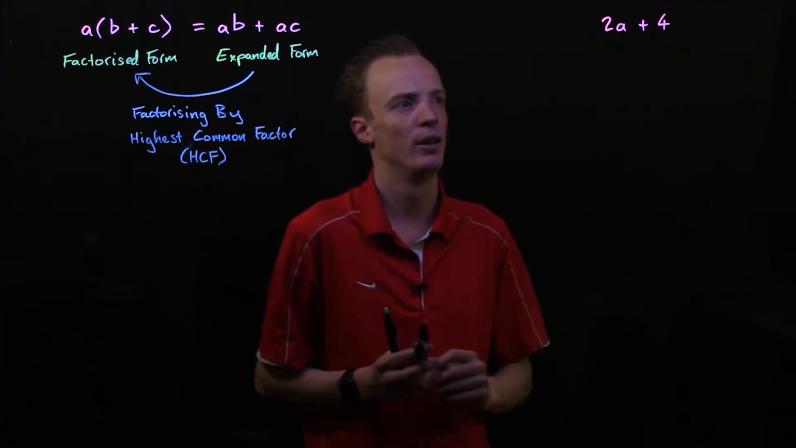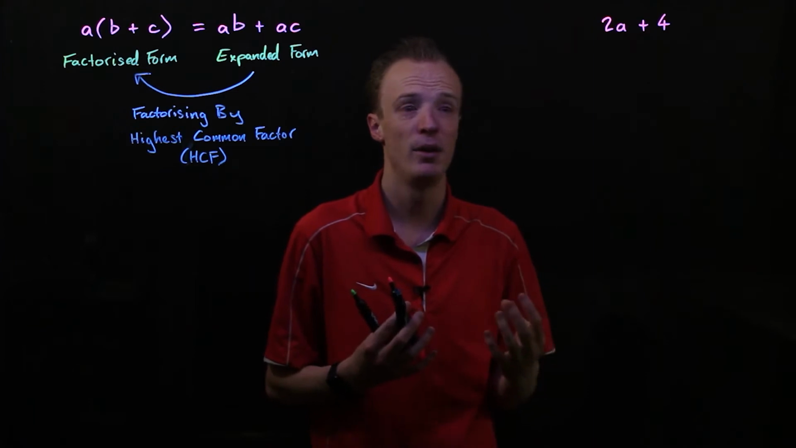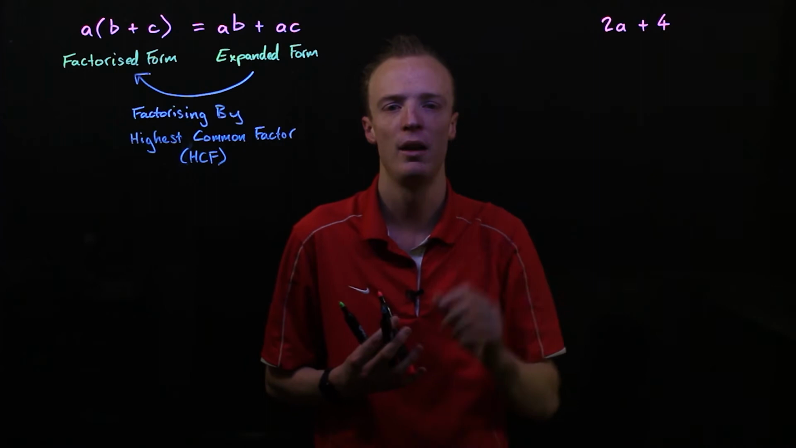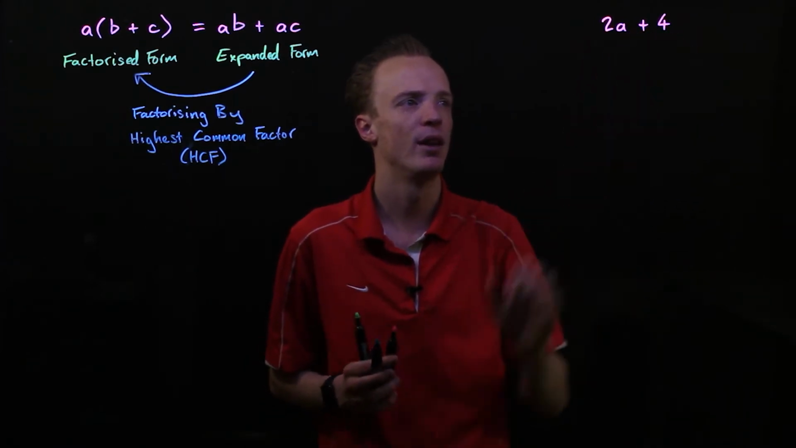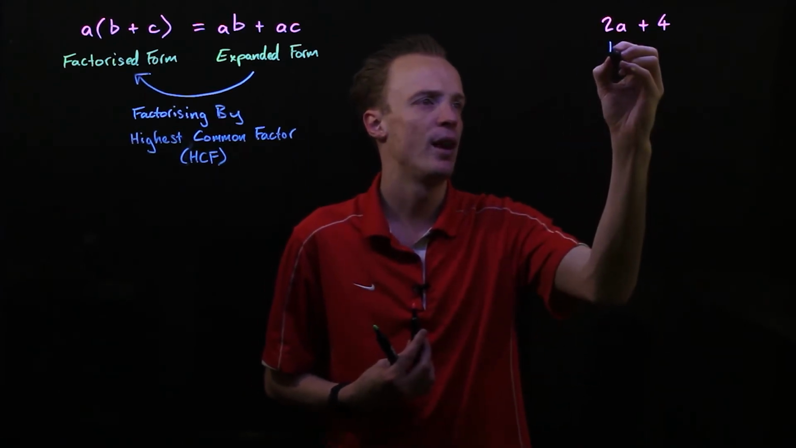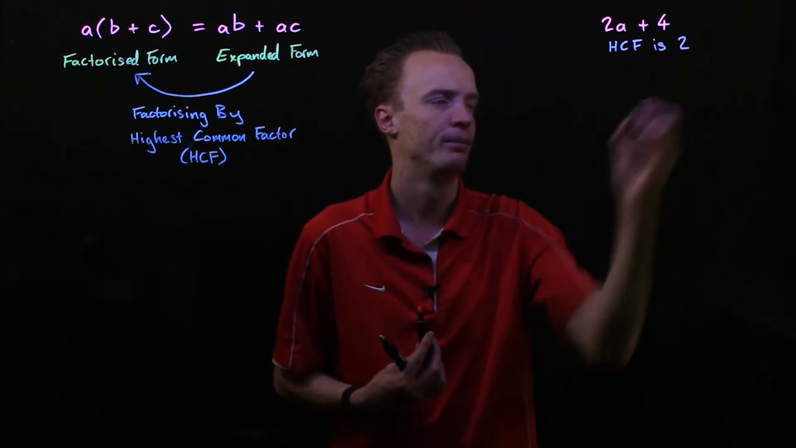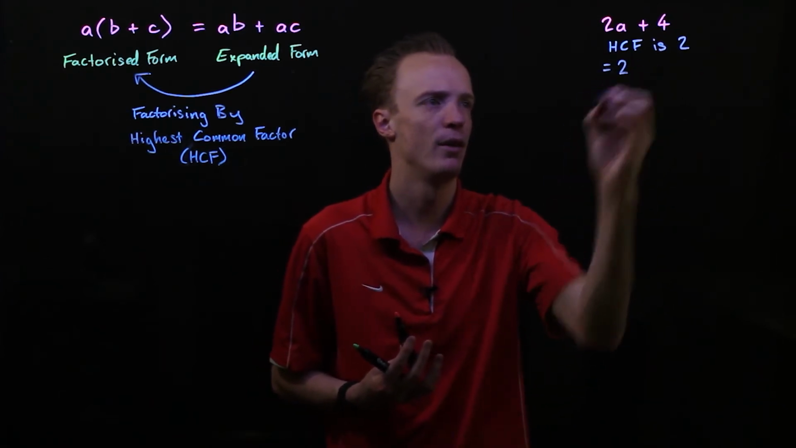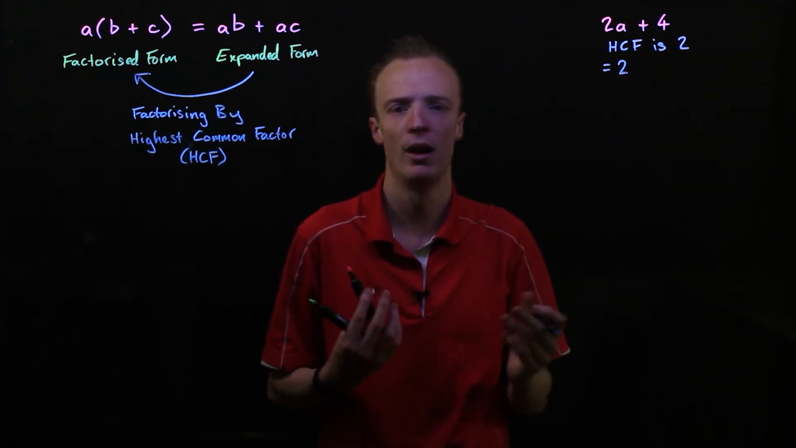What we want to do here is look at each individual term and see whether there is a number that we can divide each term by, which we refer to as a factor. In this situation, I can easily see that both our terms divide by the number 2. So we can say that we've got a highest common factor of 2. What we do with this highest common factor is put it down at the front, and we now divide each individual term by the highest common factor.